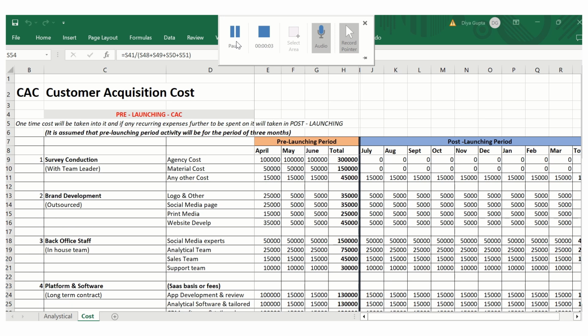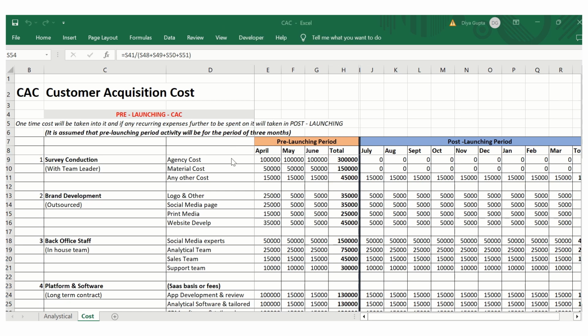Hi, in my previous video, I gave a lecture on what is the cost of customer acquisition, or we can say customer acquisition cost. In previous videos, I have divided all the cost elements of the customer acquisition cost into two parts. One is pre-launching and the other is post-launching.